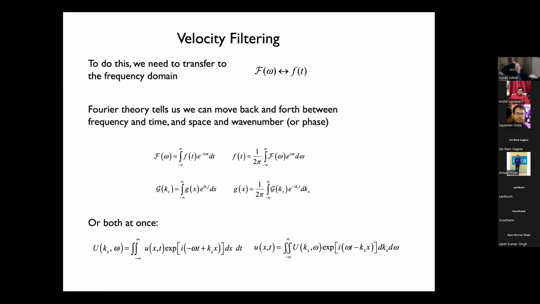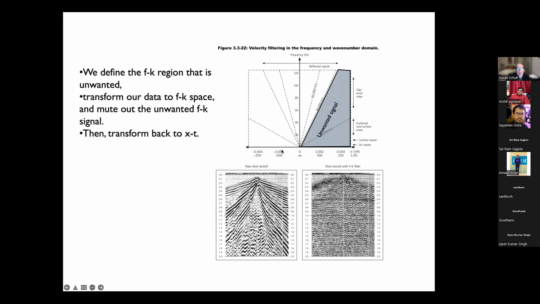To do velocity filtering, we need to transfer things to the frequency domain. So we do a Fourier transform, and if we have a function of travel time, we can convert that to a function of frequency. If we have a function of distance, we can convert that to a function of wave number, or we could do both at once. So we convert u of x of t, this is our displacement now, to capital U of k sub x and omega. So what we typically would do is plot k versus frequency, and then decide what is the k versus frequency band that contains unwanted signals.